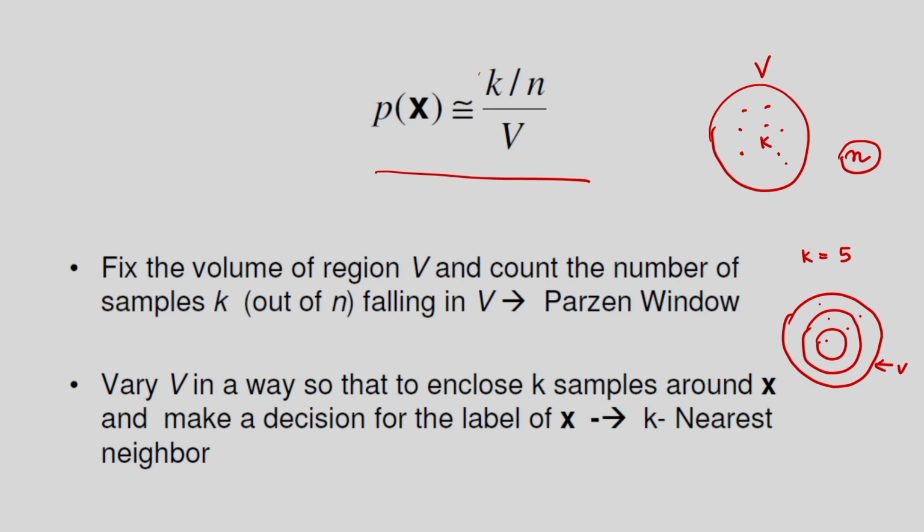In the Parzen window technique, the volume is fixed, and I have to count the number of samples k within this particular volume. In the k nearest neighbor technique, the volume is not fixed and we have to increase the volume so that it encloses k samples. From this information I can determine the density: p(x) is equal to k divided by n divided by V.